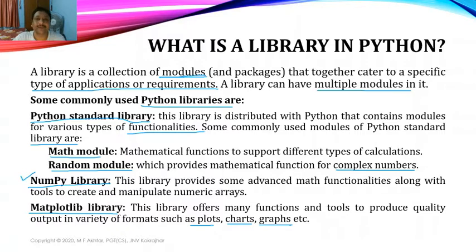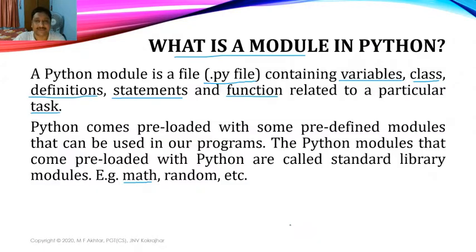Understood? What is a library and what is a module? First of all, a library is a collection of modules, and a module is a collection of so many things. What are those things? Variables, constants, classes, definitions, statements, functions, so many things. And some of the modules are already included in our Python interpreter, and if we use those, there is no need to include those libraries.